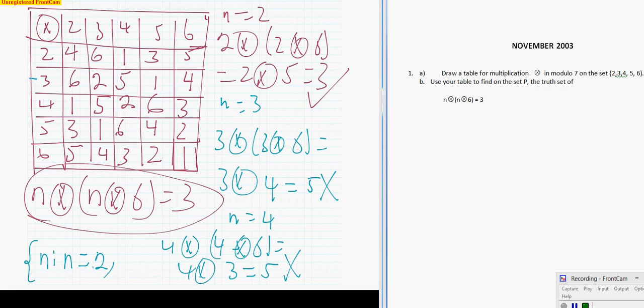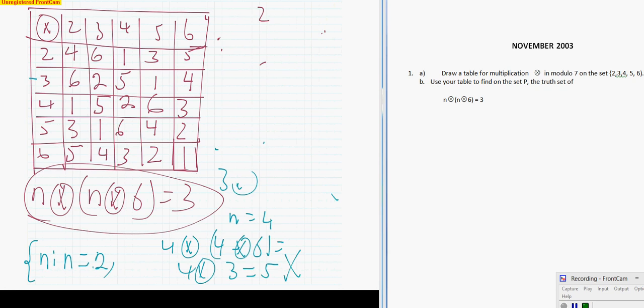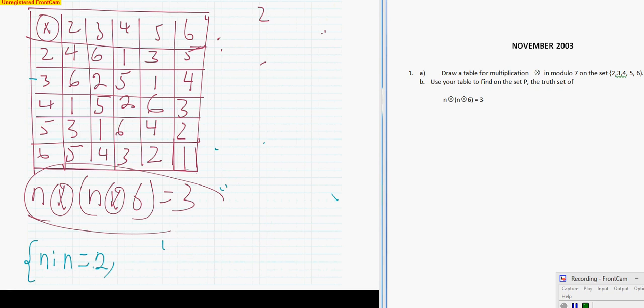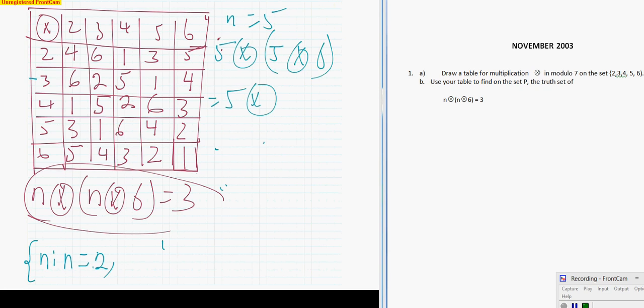You can see that. So now let's move on to n is equal to 5 and see how it plays here. So I come back here. When n is equal to 5, I have 5 ⊗ (5 ⊕ 6), which is equal to 5 ⊗ 2, since 5 ⊕ 6 gives me 2, and 5 ⊗ 2 gives me 3. So that means 5 is also part of the solution, so I'll put 5 here. Let's see if 6 will also take care of that business for us.